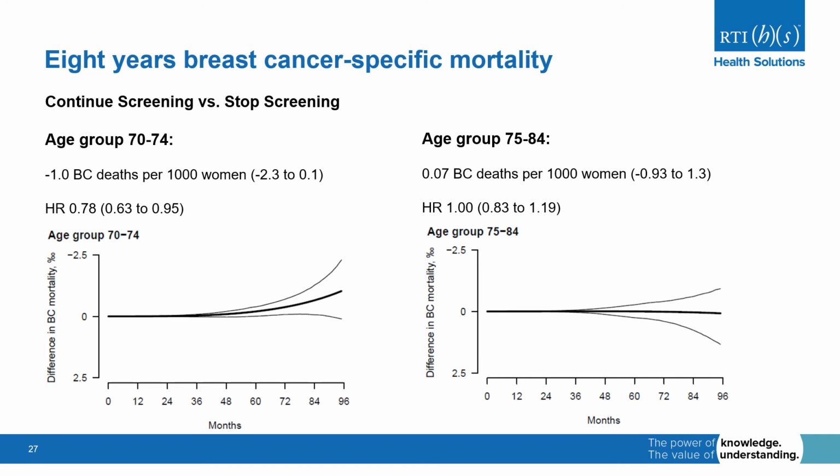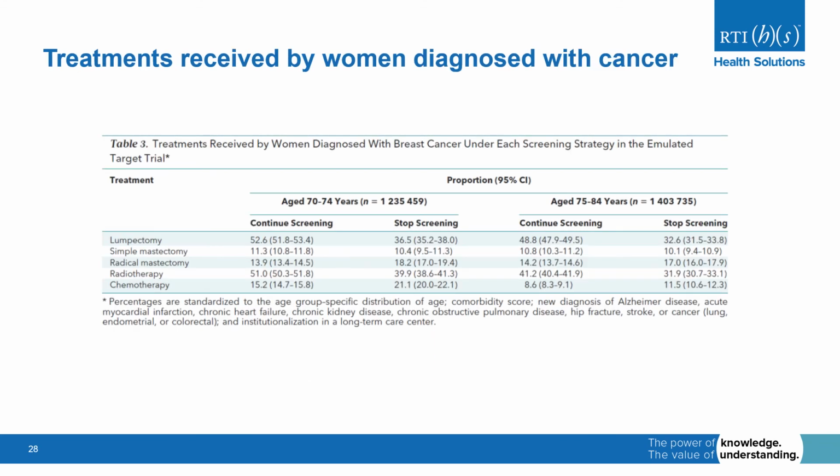And this is the slide with the main results. Here we saw that in the younger age group, in the age group of 70 to 74, the hazard ratio of continuing screening versus stop screening at baseline was 0.78, which translates into an absolute difference of one fewer breast cancer death per 1,000 women. So it looks like it's slightly beneficial in this age group. On the other hand, in the older age group, in women aged 75 to 84, the hazard ratio was 1.00. So no effect, no beneficial effect. And the absolute difference was essentially null in this age group.